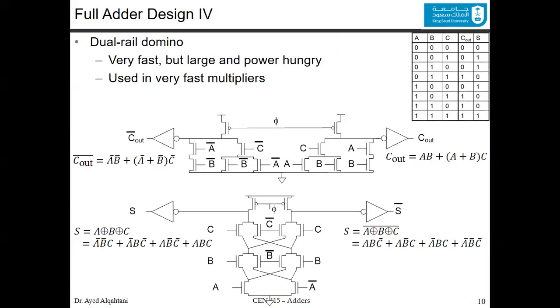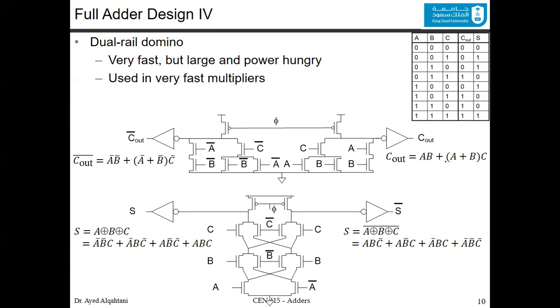The fourth design is basically using the dual rail domino, which are very fast but large and power hungry, and they are used in very fast multipliers, for example. Now, we know that dual rail domino, and we discussed this in a previous video. So we get the C out, and you know that this is the majority. Remember, in the domino, we don't care about the full bar. We just design right away.